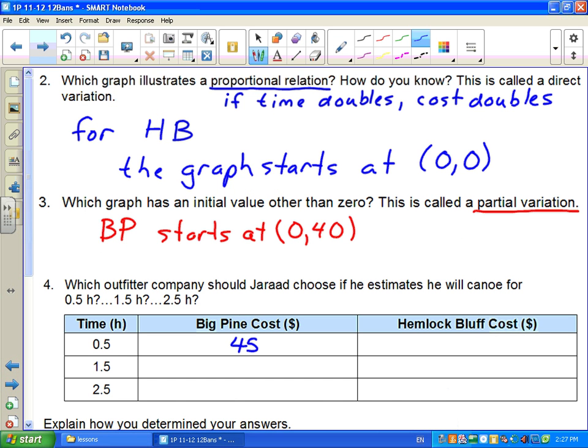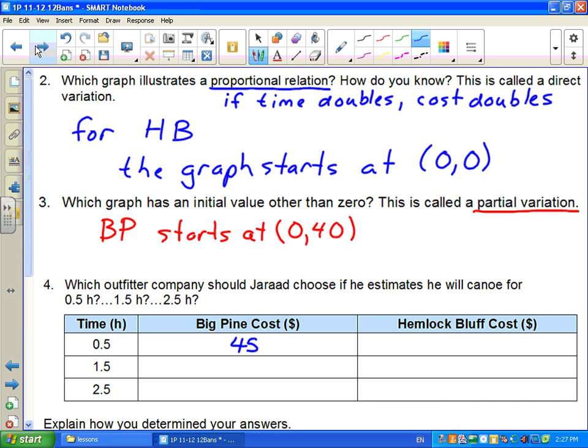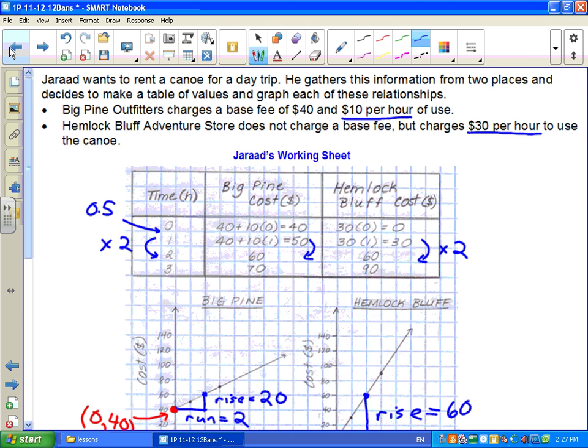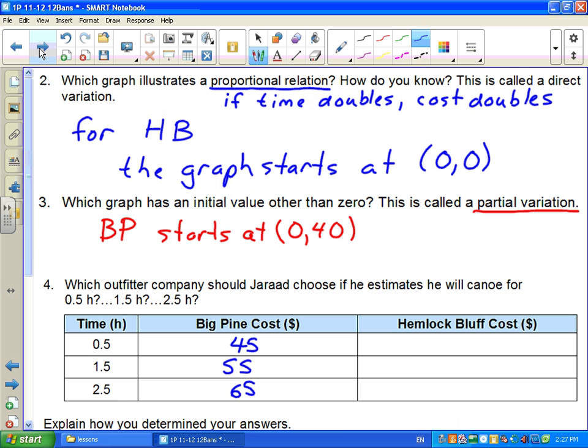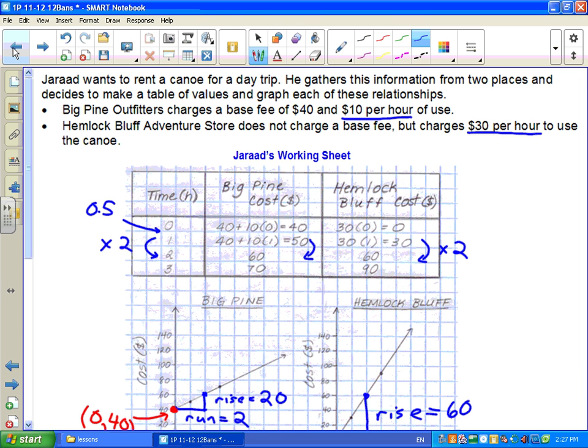The next one is 1.5. It's going to be halfway in between 1 and 2, so that would be 55. And then 65. And we can do the same thing for Hemlock Bluff. Halfway between 0 and 30 would be 15. The next ones were 30 and 60, so halfway in between those would be 45. And then halfway between 60 and 90 would be 75.